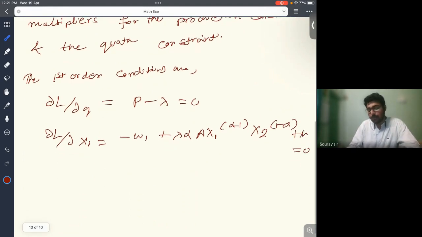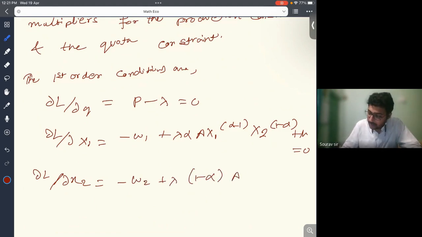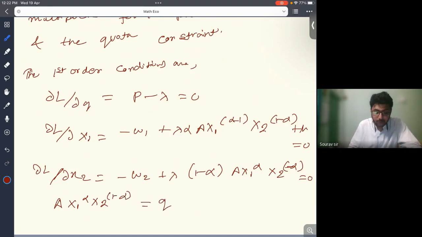And similarly, if you differentiate this Lagrangian function with respect to x2, you will find delta L with respect to delta x2 is equal to minus w2 plus lambda of 1 minus alpha into A x1 to the power alpha into x2 to the power minus alpha, that is equal to 0. Now it can be written as A x1 to the power alpha x2 to the power 1 minus alpha is equal to q.